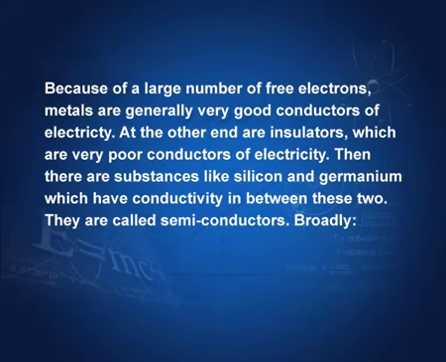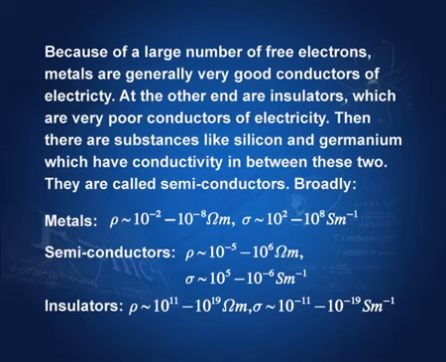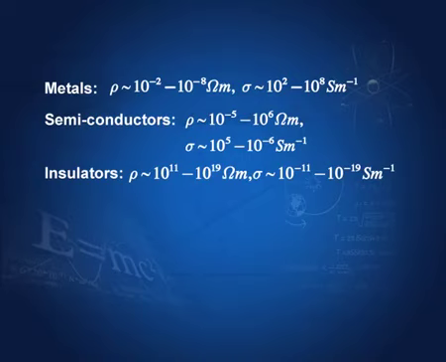So, broadly speaking, here is the distinction between metals, semiconductors and insulators. Metals have conductivity between 10 to the power 2 to 10 to the power 8 Siemens per meter. Semiconductors have conductivity between 10 to the power 5 to 10 to the power minus 6 Siemens per meter, and insulators have conductivity between 10 to the power minus 11 to 10 to the power minus 19. See the huge ratio. That means metals are very good conductors, insulators are very poor conductors, and semiconductors are in between.